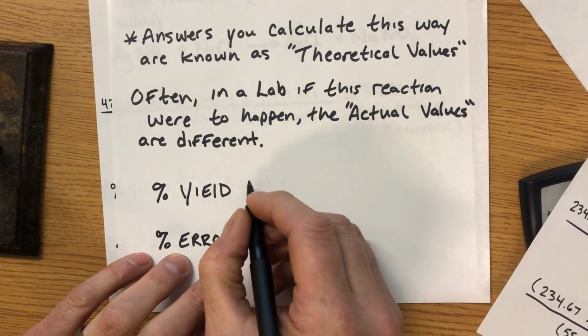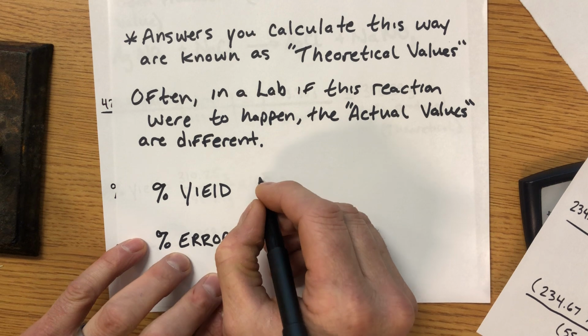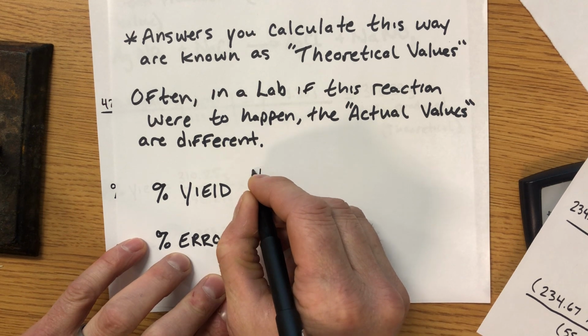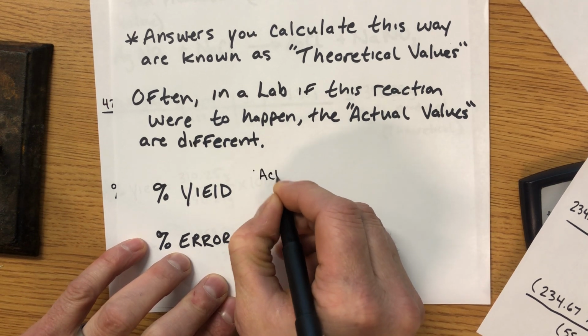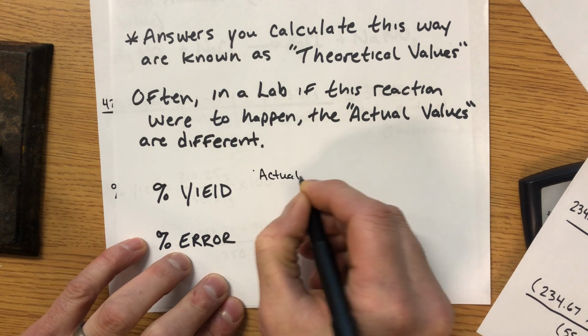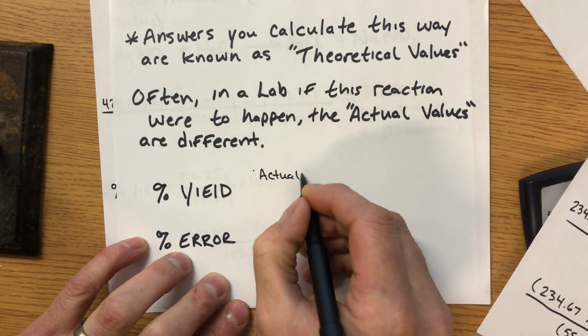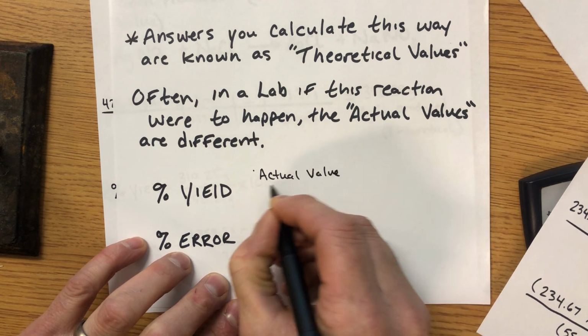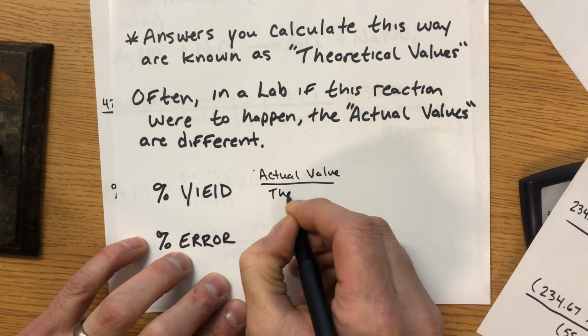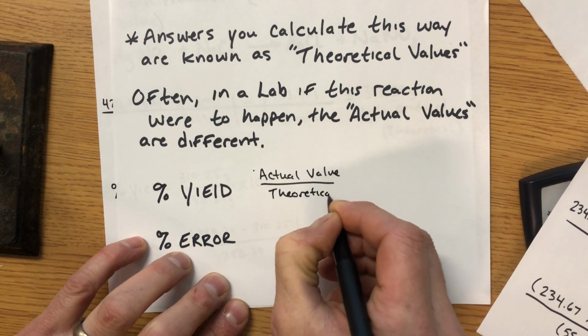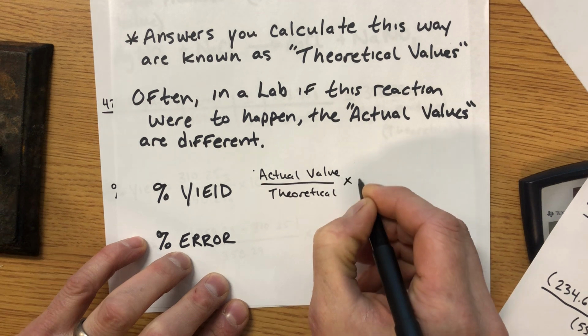So percent yield is a very simple equation. It's your actual production, or just an actual value, divided by the theoretical value, and then times it by 100.